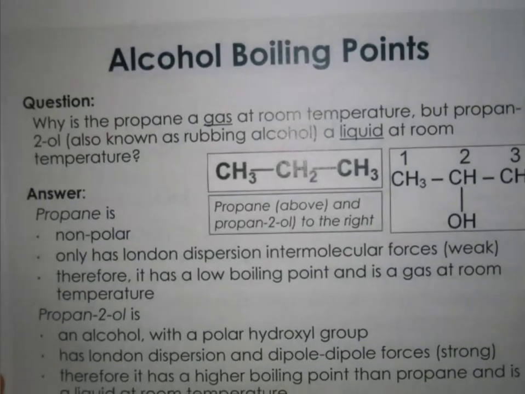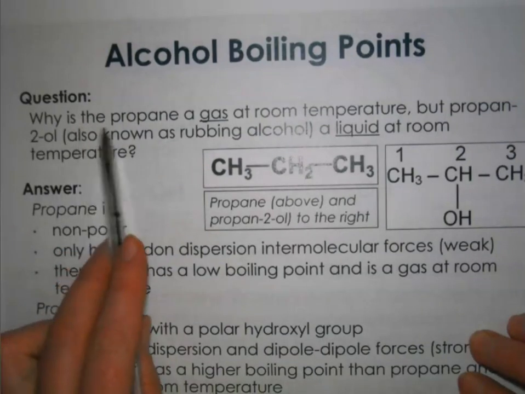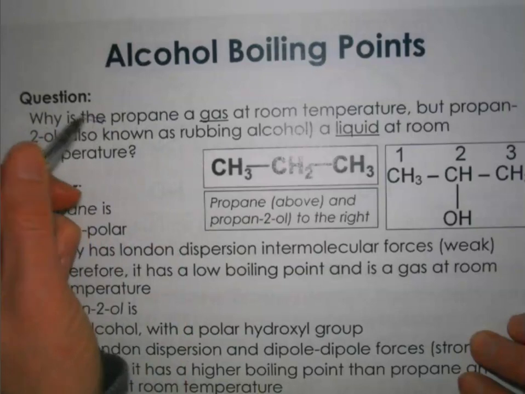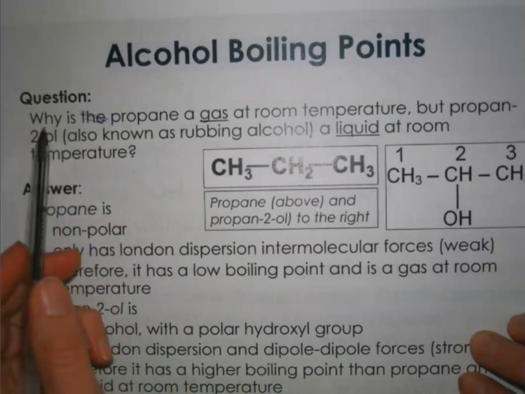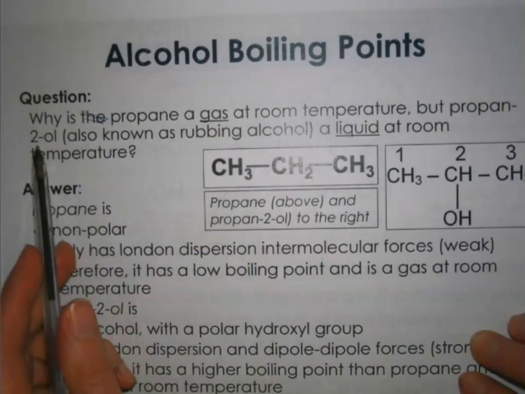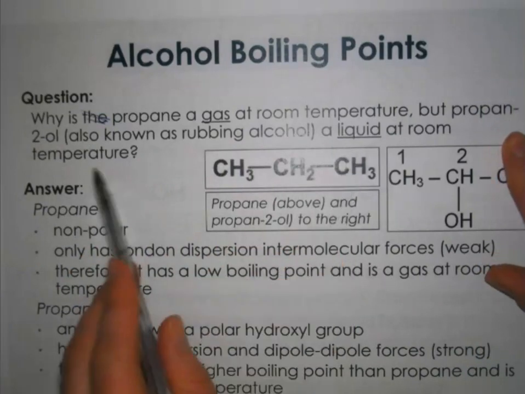Let's try a couple of questions here with alcohol boiling points. Actually, I deleted the first one in the new set of notes, so hopefully you guys don't have that in there. Why is propane a gas at room temperature, but propan-2-ol, also known as rubbing alcohol, is a liquid at room temperature?